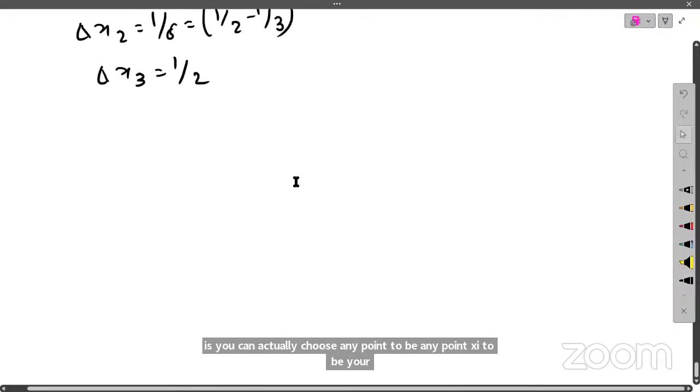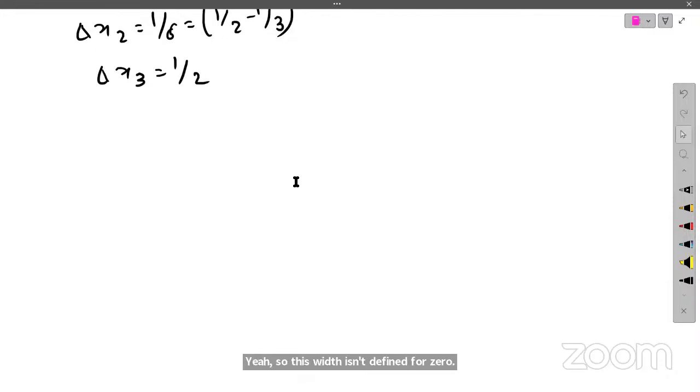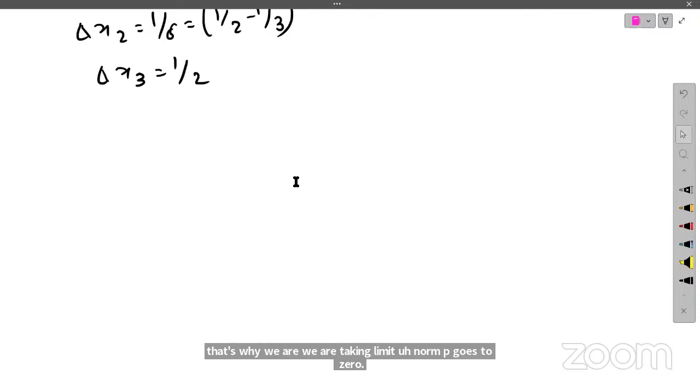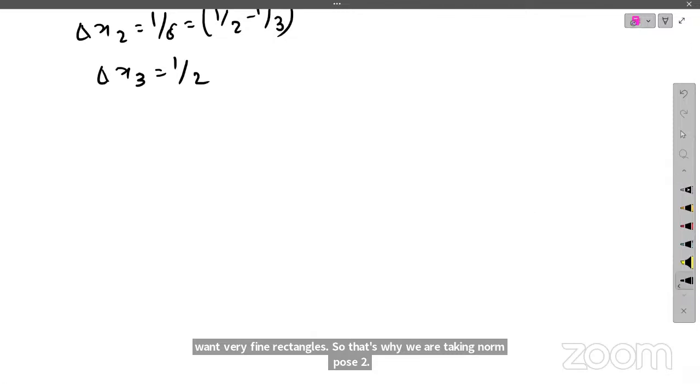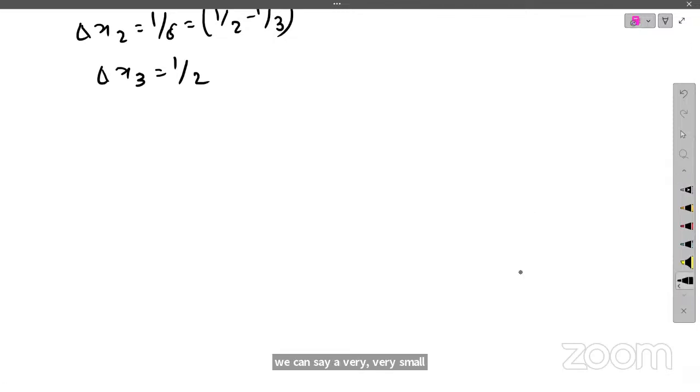Yes, this width isn't defined for 0. That's why we take the limit as norm P goes to 0, not directly norm P equals 0. Because if the norm P equals 0, that means we are taking only a straight line. We don't want a straight line, we want very fine rectangles. Indirectly we can say very, very small rectangles of width.